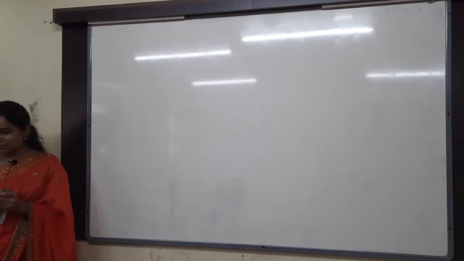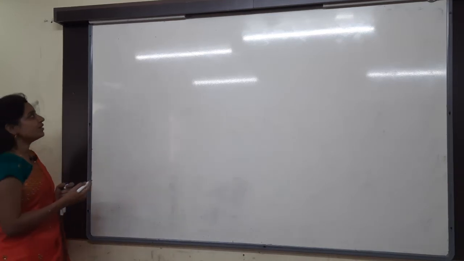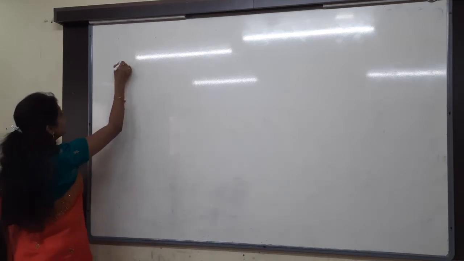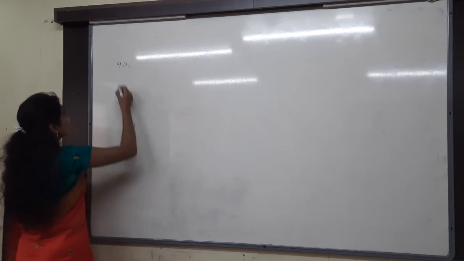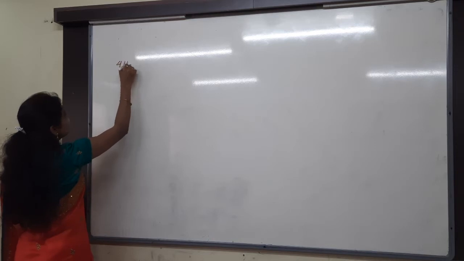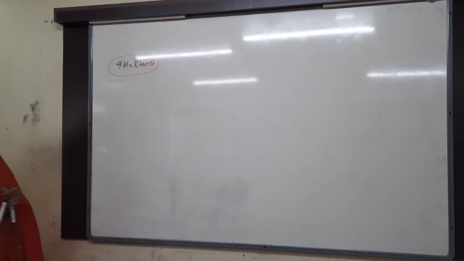Yes, morning, what were we discussing? Relation between R and H, no? What is the formula we got? 4H is equal to R tan theta. This is the equation we got. Now, write one more thing.